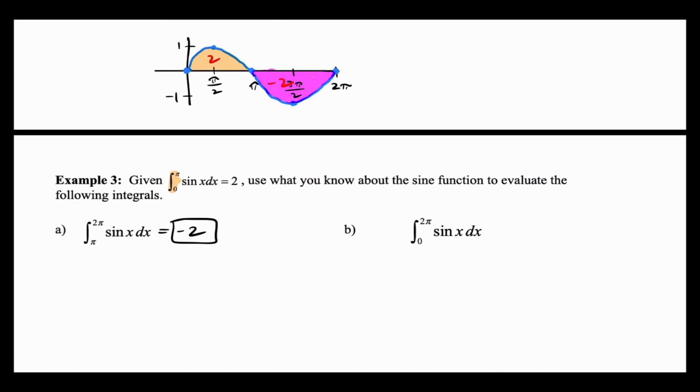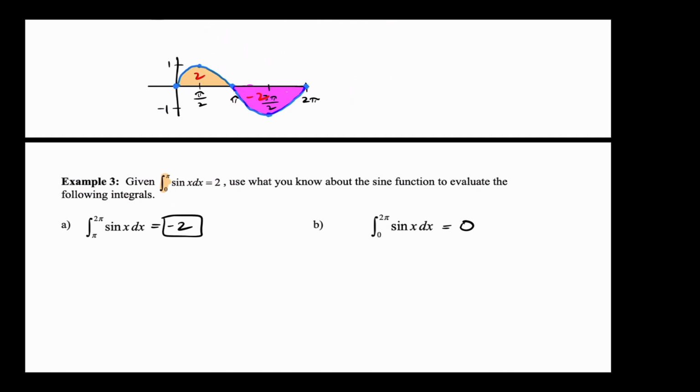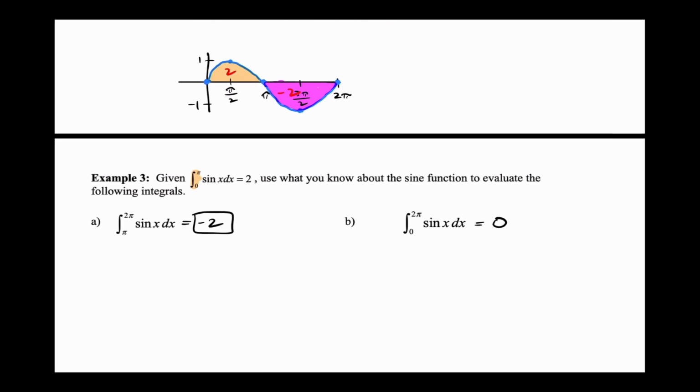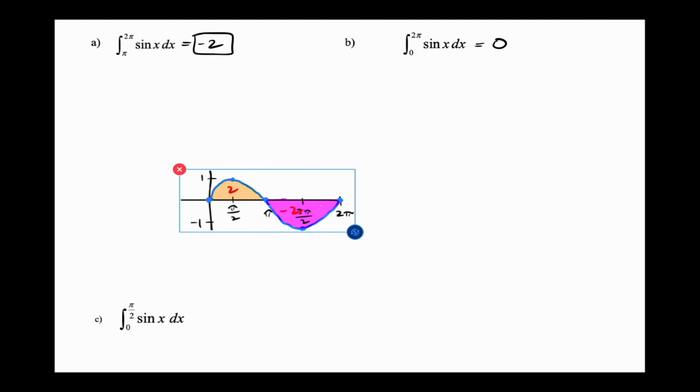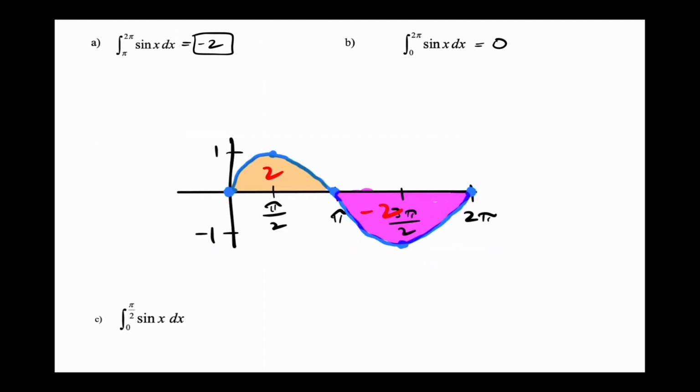What would the area under the curve be from 0 to 2 pi? Yeah, the whole phase, right? A whole cycle would be 0 because you would have to add up 2 and -2. Actually, let me move this down here. Okay.